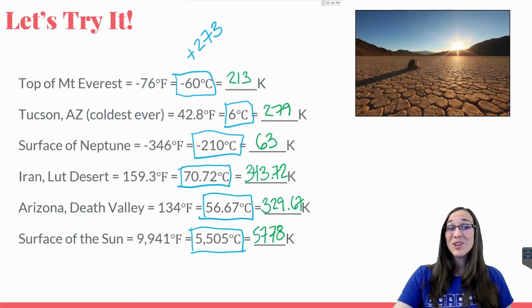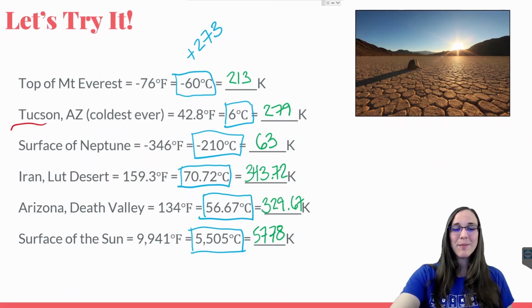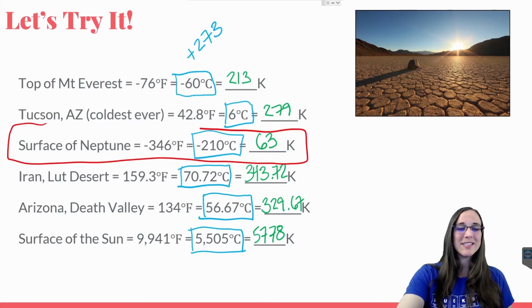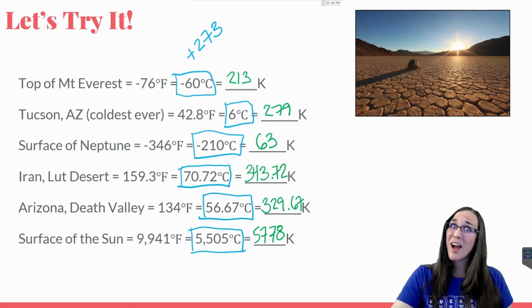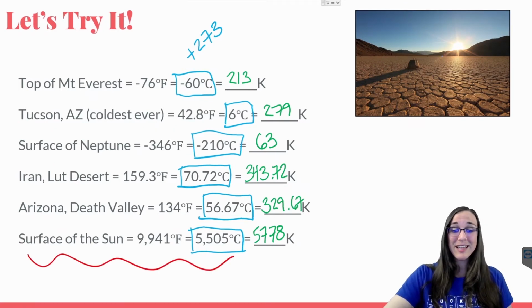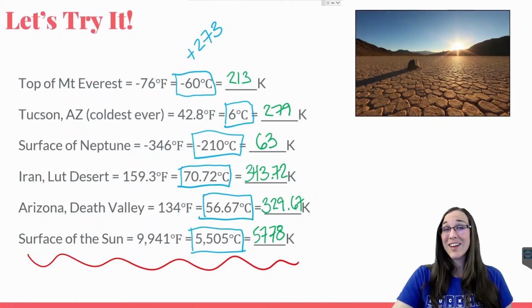So check out the surface of Neptune. The surface of Neptune being negative 200 degrees Celsius, 63 Kelvin. Remember how I said you were dead at 100 Kelvin? Well, yeah, that's like the surface of Neptune. It's not that far off. Yikes. And then check out the opposite of the spectrum, the surface of the sun. Holy heck, 5,778 Kelvin. That is bloody hot.